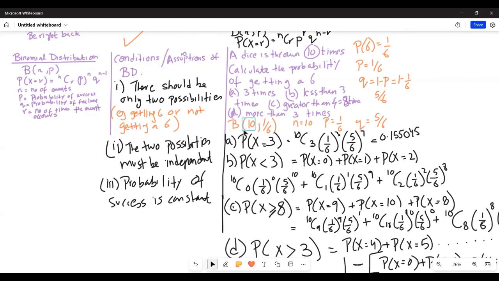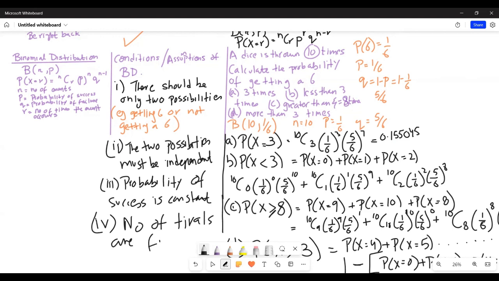Okay. And the last condition is that the number of outcomes are fixed. Number of trials, बल्कि is a better word. Number of trials are fixed. Like in this case, there are 10 trials. Or it could be 20 trials, even it could be 100 trials, but they are fixed. So then it is a probability distribution, and then you can apply the formula for finding the probability of an event occurring r times.